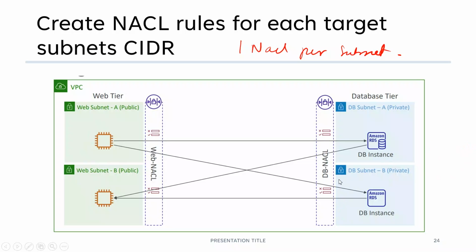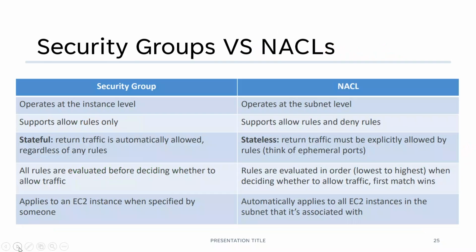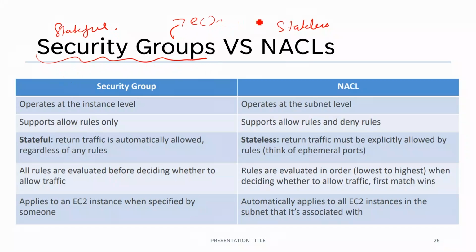Okay, so let us move on to security group versus NACLs. As I've already told you from the start, security groups are stateful and NACLs are stateless. This is the firewall for your EC2 instances, and this is the firewall for your subnets. I think that is enough information to go on and work with NACLs and security groups.